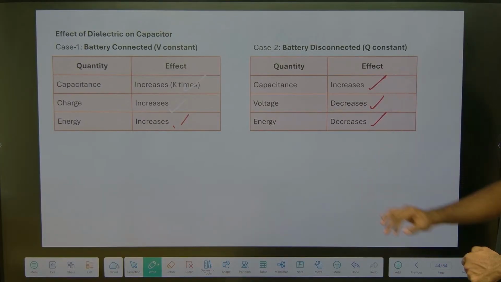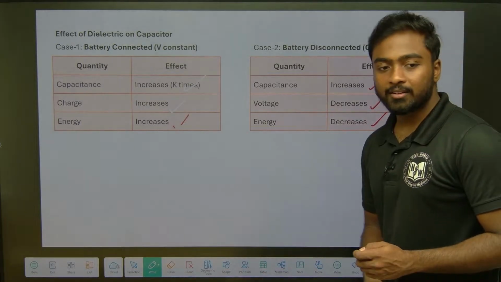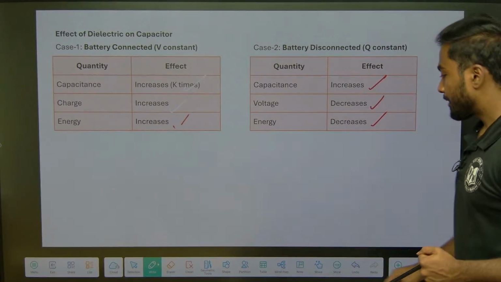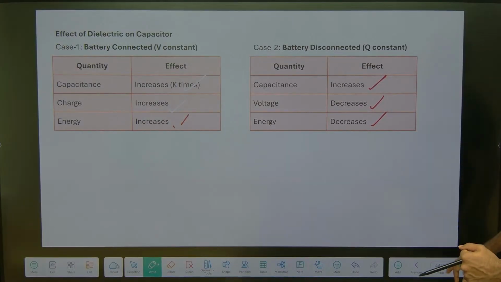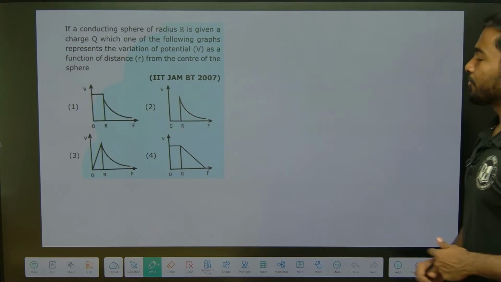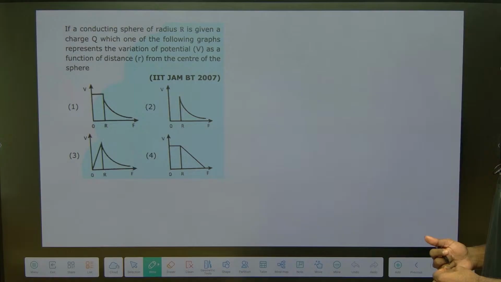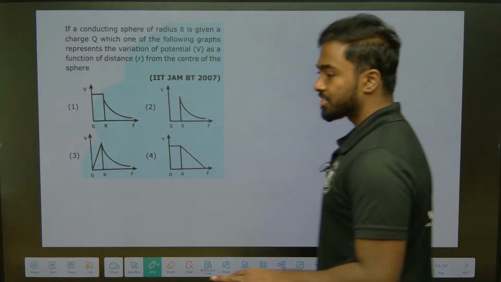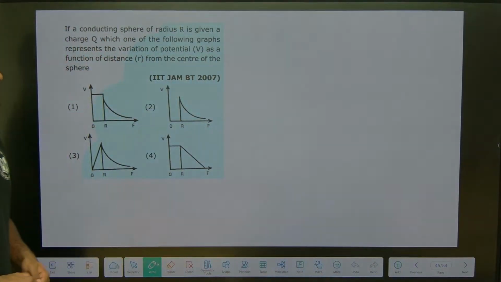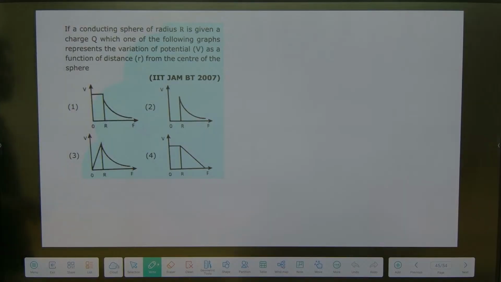Okay, so up to this the topic has been completed, and we will see some PYQs of this lesson, and if we complete these PYQs, the lesson is completed. So here is the first PYQ. If a conducting sphere of radius r is given a charge q, which one of the following graphs represents the variation of potential as a function of distance r from the center of the sphere? You can take one minute to look at this question and give the correct option.